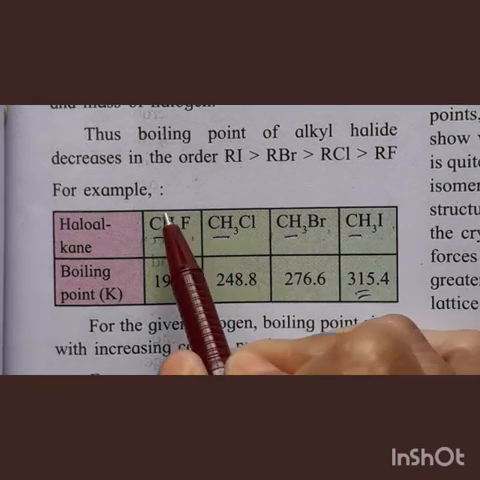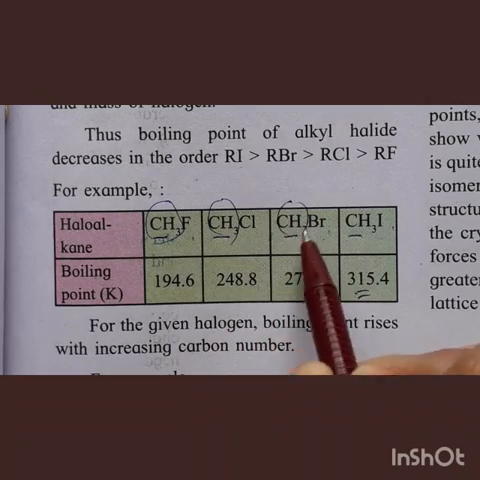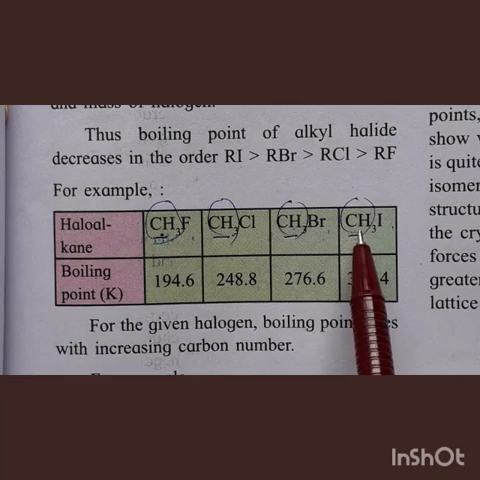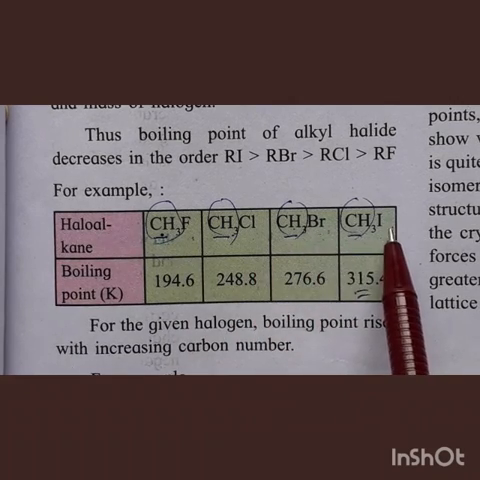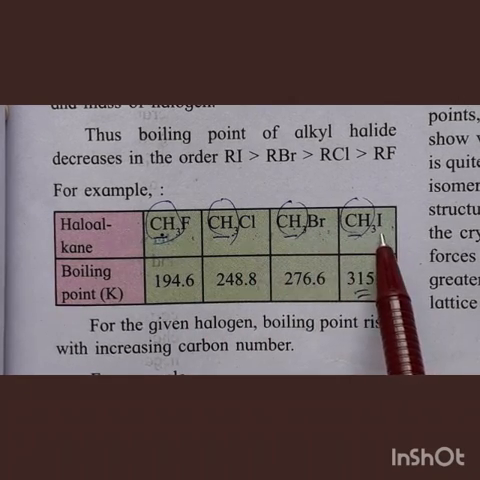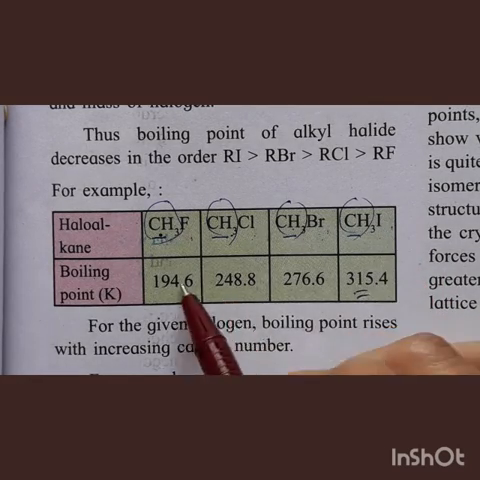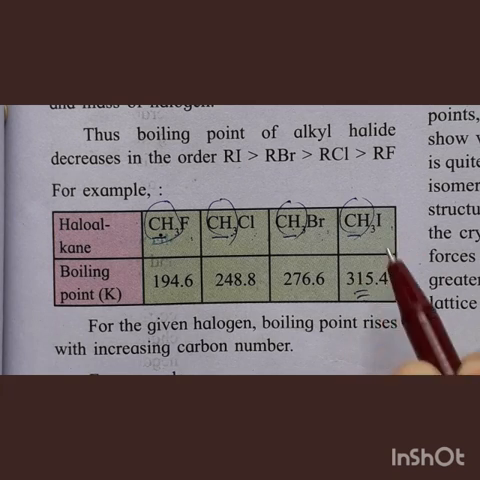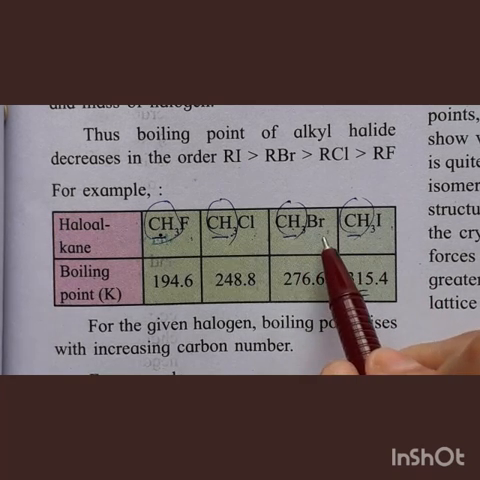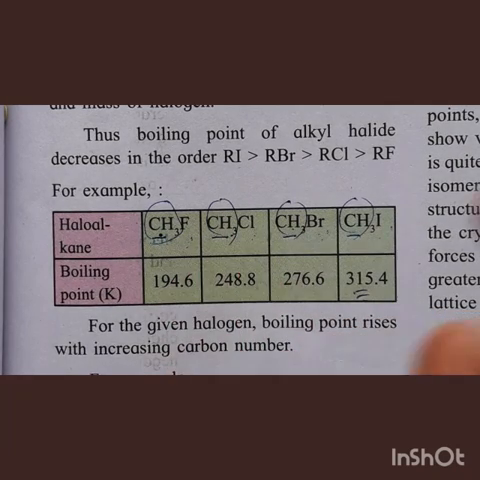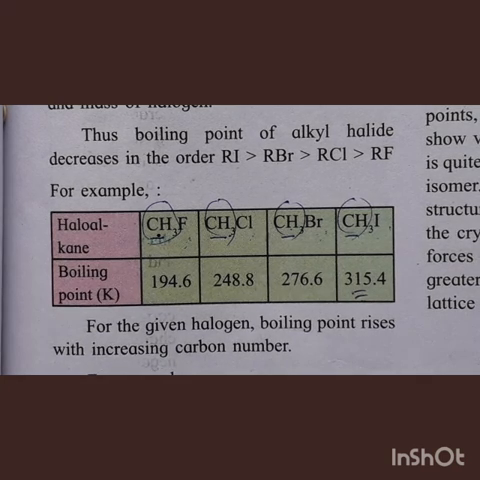And see here, the alkyl group present in all these four compounds is the same. That means molecular mass of alkyl group is the same everywhere, but the molecular mass of halogen is changing. Here fluorine, chlorine, bromine and iodine, and you know molecular mass of iodine is greater, and that's why the boiling point of methyl iodide is greater as compared to methyl bromide, which is greater than methyl chloride, which is greater than methyl fluoride. Understood? There are some more reasons because of which boiling point increases or decreases. Let us see those.